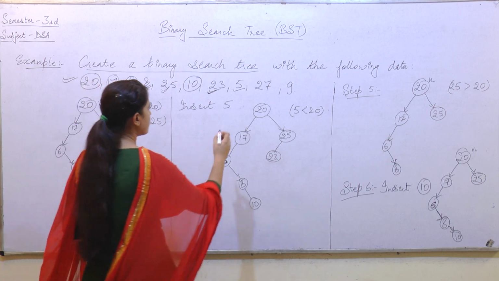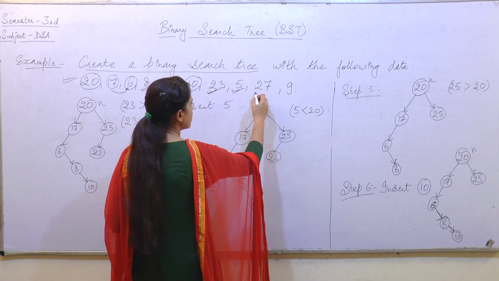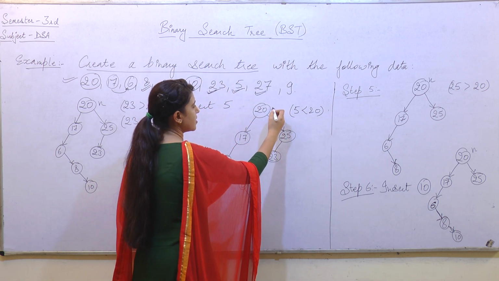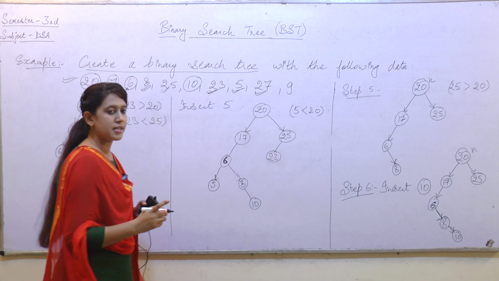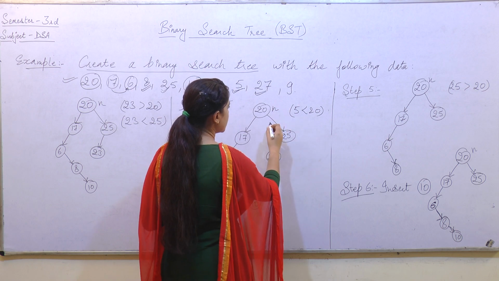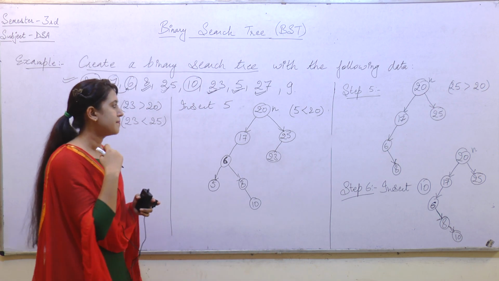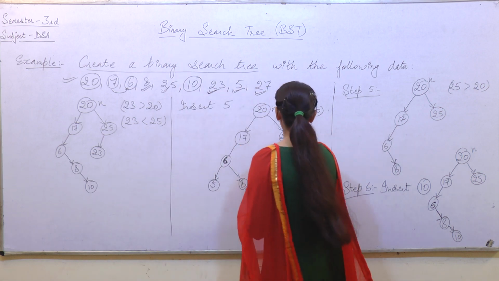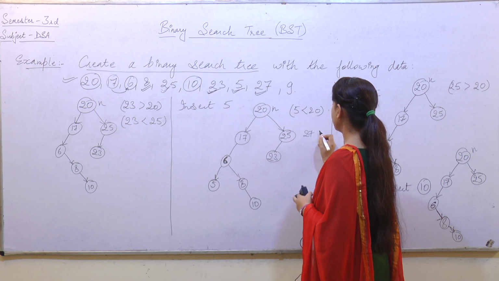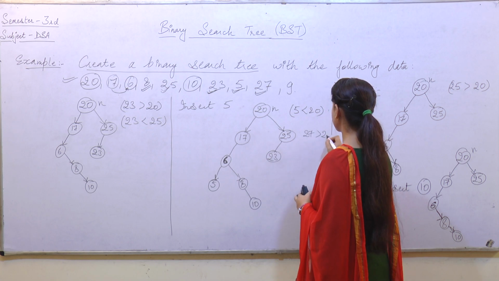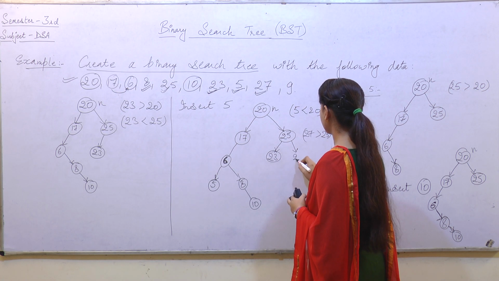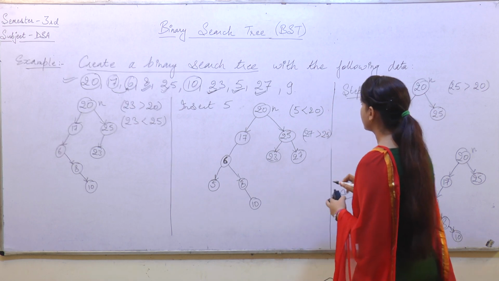Okay. After 5 gets inserted, we will take 27 as the next data element. Similarly, we will compare 27 with 20. So 27 is greater than 20. We will move towards the right side of our root node, that is 20. On the right side we have 25 as our node. We will compare 27 with 25. Since 27 is greater than 25, we will move towards the right side of 25. So 27 will be inserted on the right side of 25.